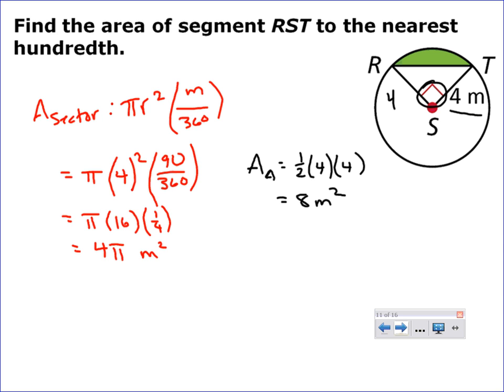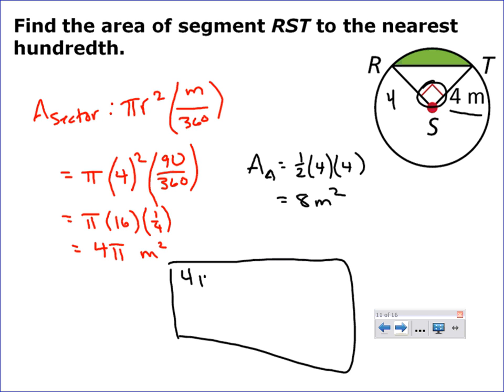Now I just go in and subtract. So I'm going to take 4 pi minus 8. I take 4 times pi and subtract 8. It gives me 4.57 meters squared. That one's the easy one compared to the other one, where you had to use the 30-60-90 right triangle.